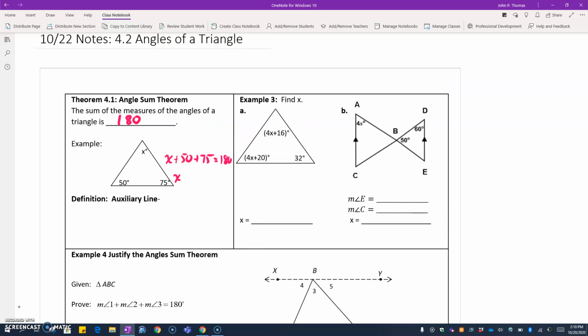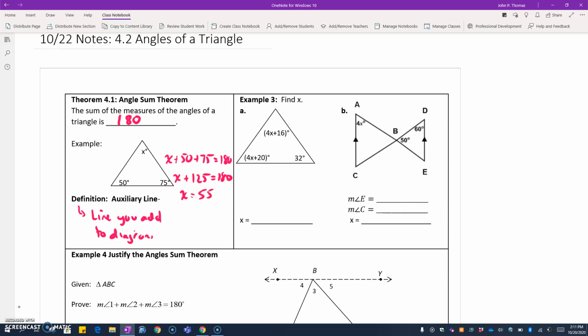And so that would give us x plus 125 equals 180, and in this case, x equals, if I subtract that 125 over, 55. Now, one definition we'll need when we justify this is an auxiliary line. This is basically a line that you add to the diagram. Sometimes we'll choose for it to be parallel to another line. Other times we'll choose for it to bisect something. But it's something that we're putting into a diagram to help us justify some conclusion that we have. And it's a good way for us to sometimes work through proofs by adding things in.